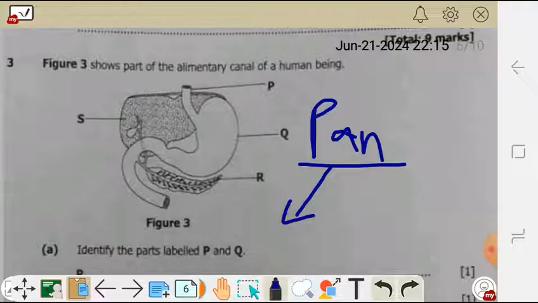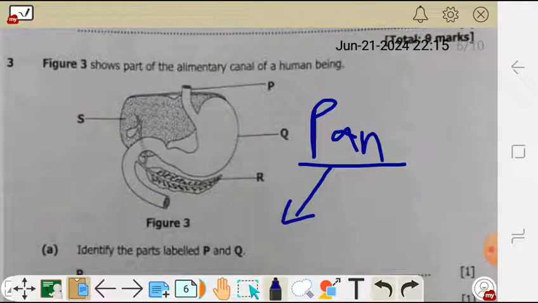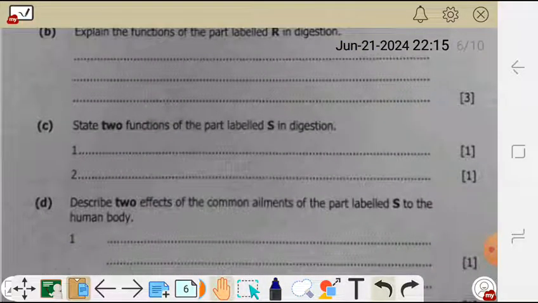So one, it produces bile. Two, it detoxifies drugs or toxic substances. And then from there, alcohol as well is also detoxified there in the liver. Okay, so you can write those there.